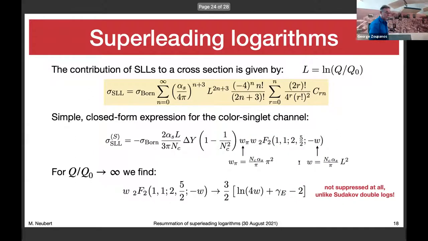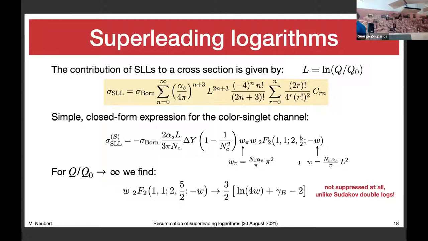These are not small effects. Let's look at why they are large. It turns out that for the color singlet channel, the formula is extremely simple. One can just do this sum analytically in terms of a hypergeometric function. There is a variable here, W, which is N_C times alpha over pi times log squared. For realistic parameters, this W is about 1.4. In the limit where Q over Q0 goes to infinity, this W goes to infinity. But for realistic values, it's of order 1.